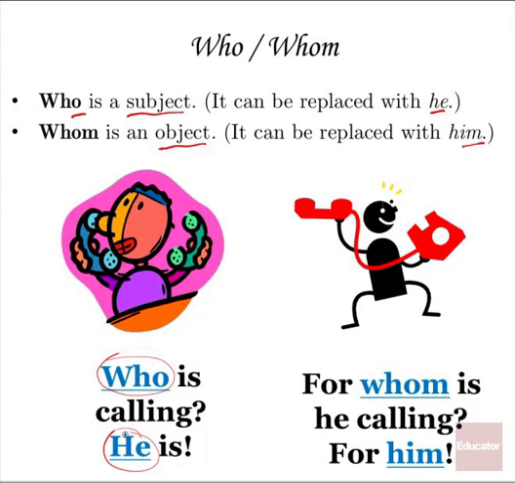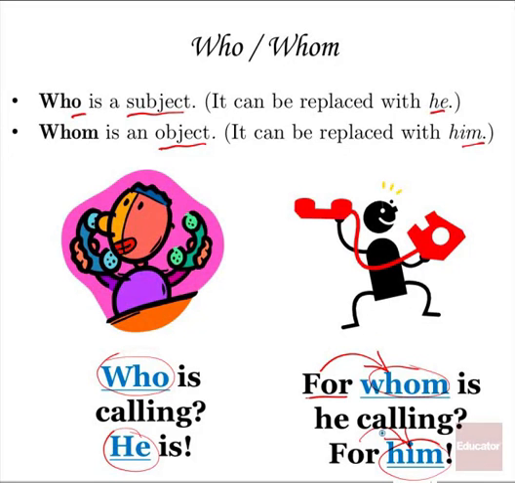Now, this is one that I hear all the time when people answer the phone. It drives me nuts. They say, who are you calling for? Well, first of all, never end a sentence with a preposition. And second of all, it should be whom. For whom is he calling? Whom, in this case, is the object of the preposition for. So, for whom is he calling? For him. We can replace whom with him, and it makes perfect sense.